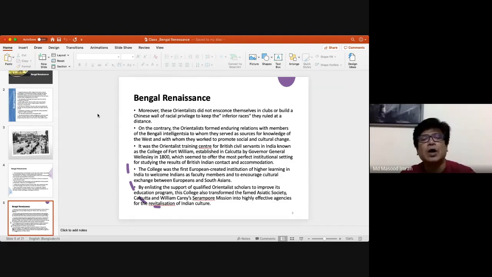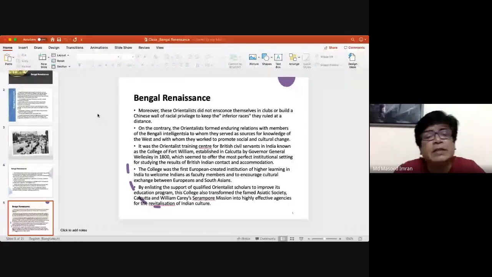It was the Orientalist training center for British civil servants in India, known as the College of Fort William, which I already mentioned in the beginning of the class. Fort William College was established to teach British civil servants how to understand Indian culture, Indian language, and other things. It was established in Calcutta by Governor General Wellesley in 1800, and seems to offer the most perfect institutional setting for studying the result of British Indian contact and accommodation.